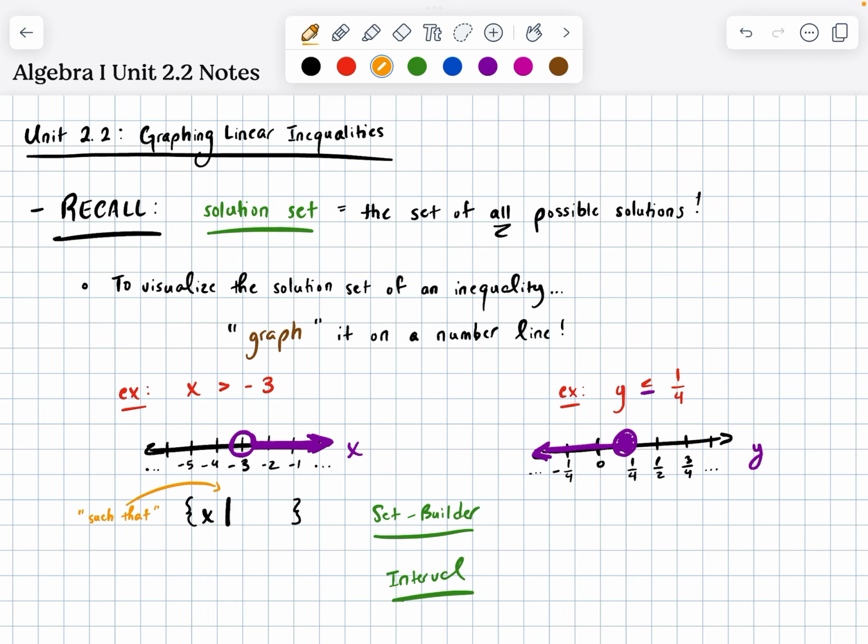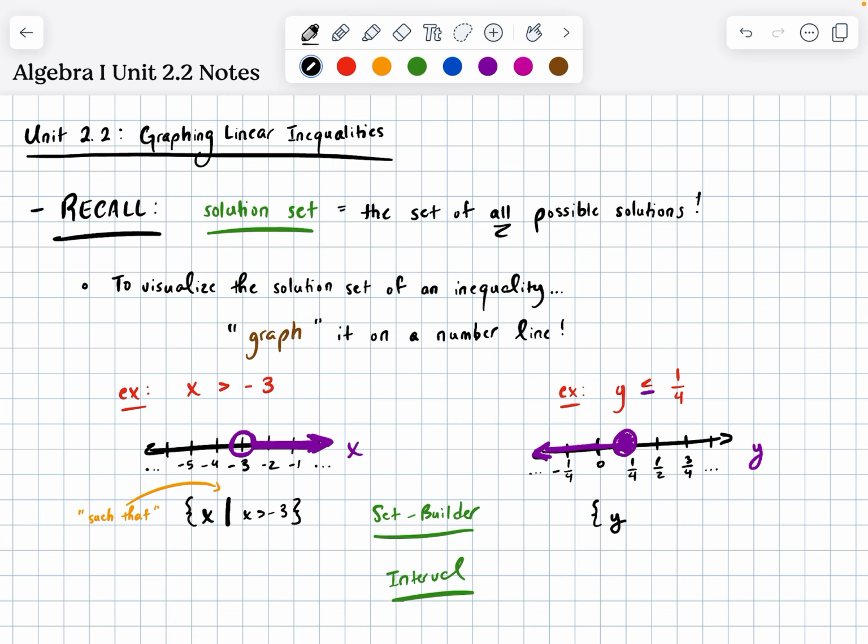So what I'm saying here is that in my set, I'm interested in values of x such that, in other words, meeting the particular criteria. Well, what's the thing that needs to be true about x to be in the solution set? Well, it needs to be greater than -3. So here's my set builder notation. All values of x such that x is greater than -3.